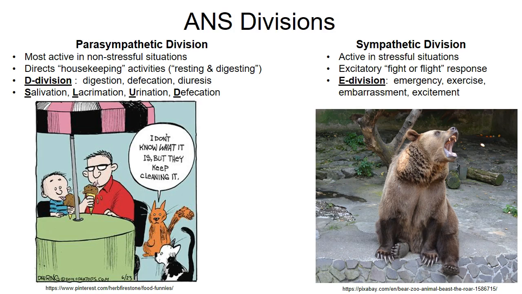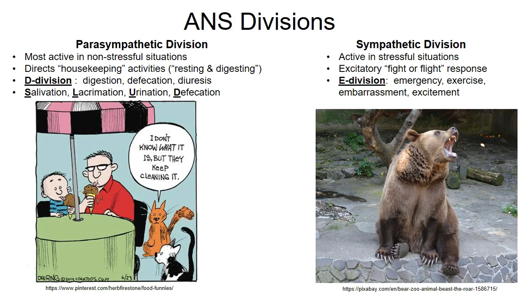Are any of these terms unclear to you? So diuresis is what? Urine output. Okay? So here you could also use the mnemonic SLUD: salivation, lacrimation, urination, defecation. Any of those terms unfamiliar to you? Lacrimation, tears, tear production. Okay?